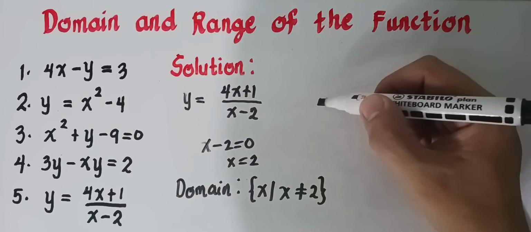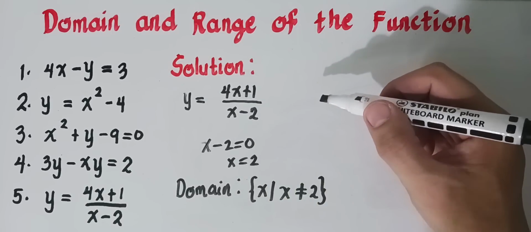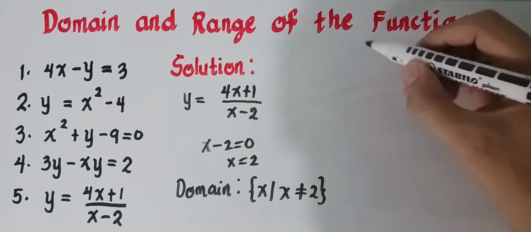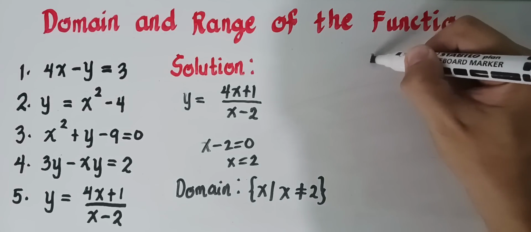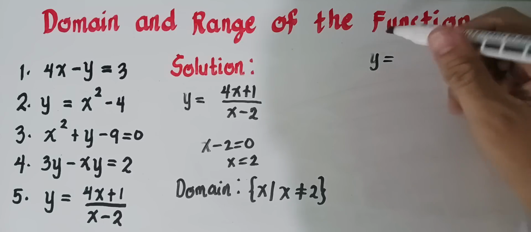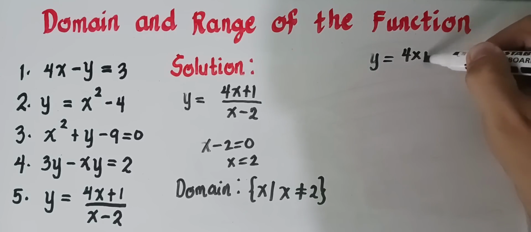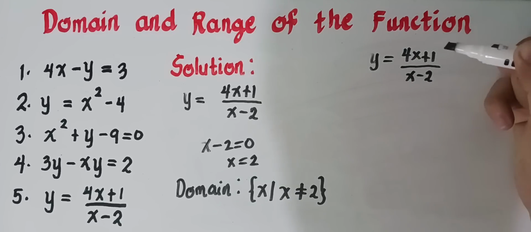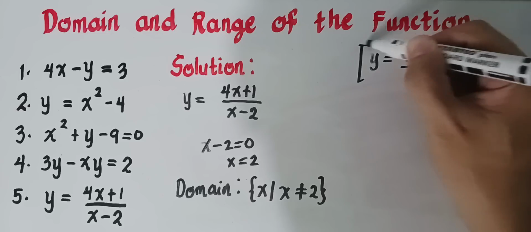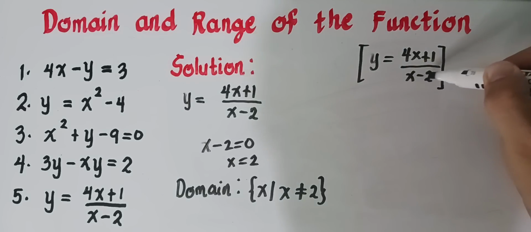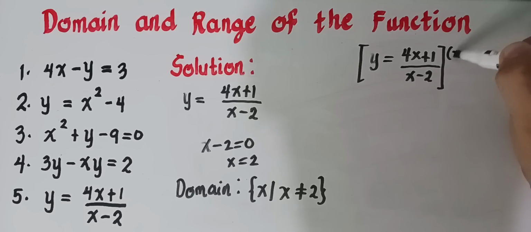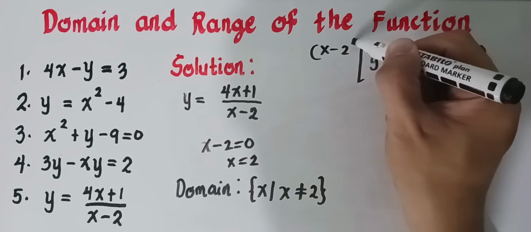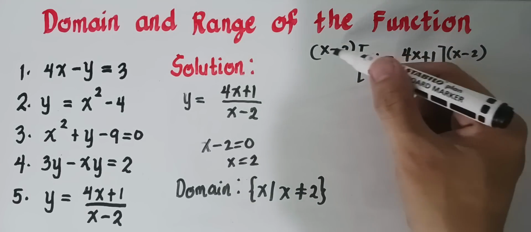Okay? So, to solve for the range, solve for x. Okay, ang gagawin natin dito guys, copy lang natin itong equation natin. Y is equal to 4x plus 1 all over x minus 2. So, dito guys, ang gagawin natin, multiply natin by x minus 2. Yan. So, x minus 2. Multiply natin yan.